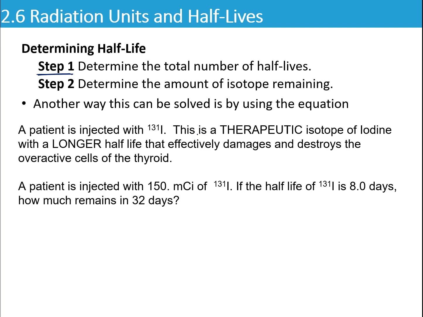So if a patient is injected with iodine-131, this one's a therapeutic isotope, so it has a longer half-life that effectively damages and destroys an overactive thyroid. In some cases, people's thyroid may have abnormal cells within it. Maybe their thyroid is just super overactive. They have hyperthyroidism. If they can't control it with medicine, instead of having to surgically go in and try to cut it out, they can treat them with iodine-131.